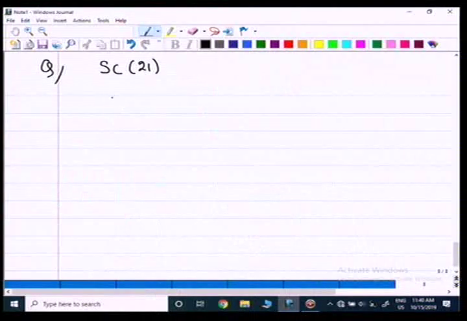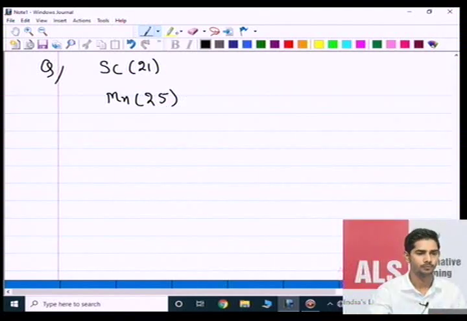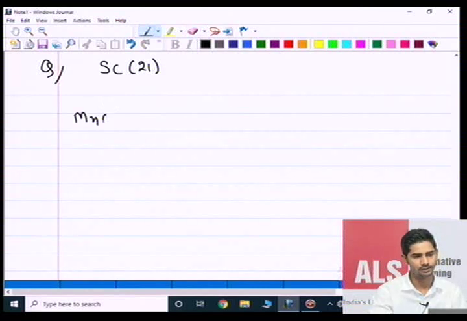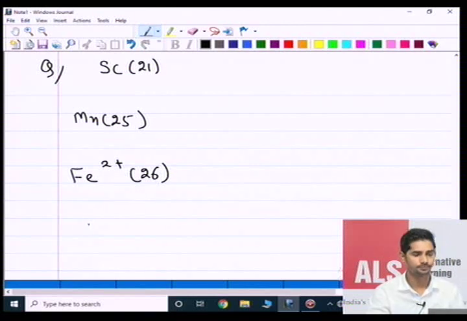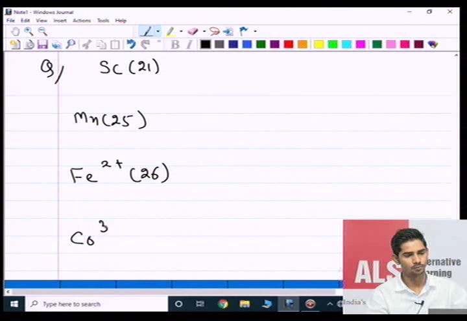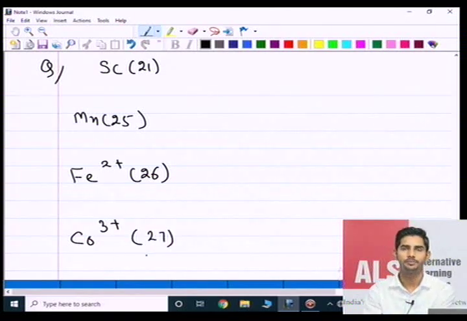Scandium 21, manganese 25, Fe2 plus, atomic number is 26, then Co3 plus, atomic number 27. Please attempt these questions.